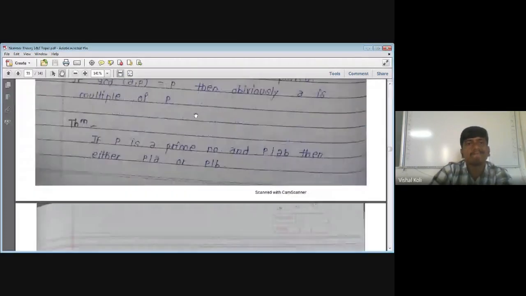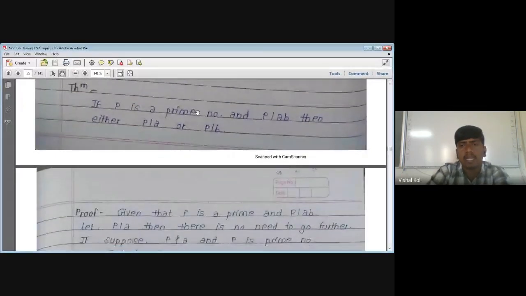Now, if P is a prime number and P divides AB, then either P divides A or P divides B. Actually it is somewhat similar to our Euclid's theorem, that is, A divides BC and GCD of A and B will be equal to 1, then A must divide C. But here, given that P is a prime number and P divides AB, we have to prove that P divides A or P divides B.